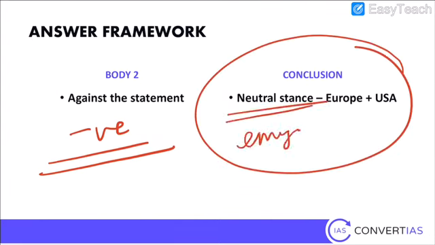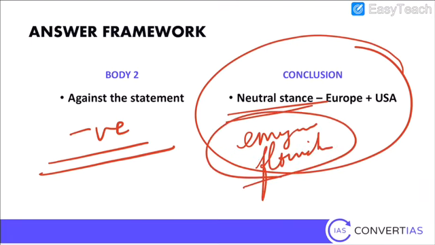You have to write about emergence, you have to write about flourishing, and then you have to make sure that these 2 points are balanced. You do not tilt your answer towards any one particular stance.